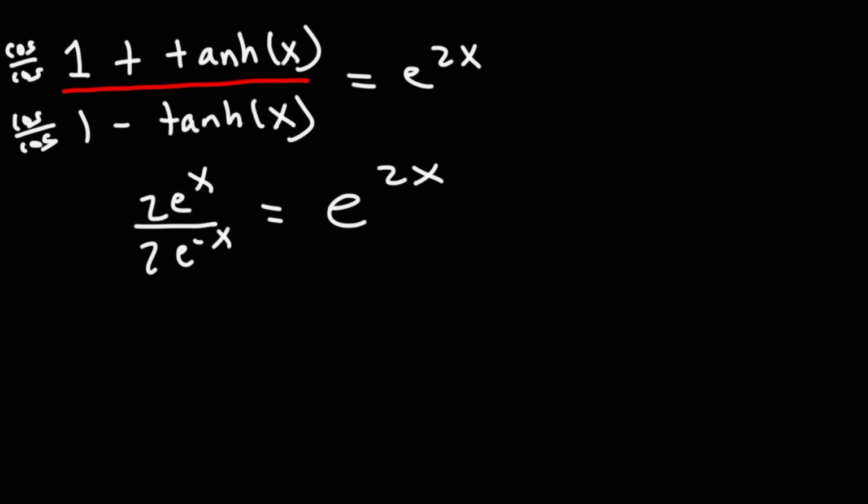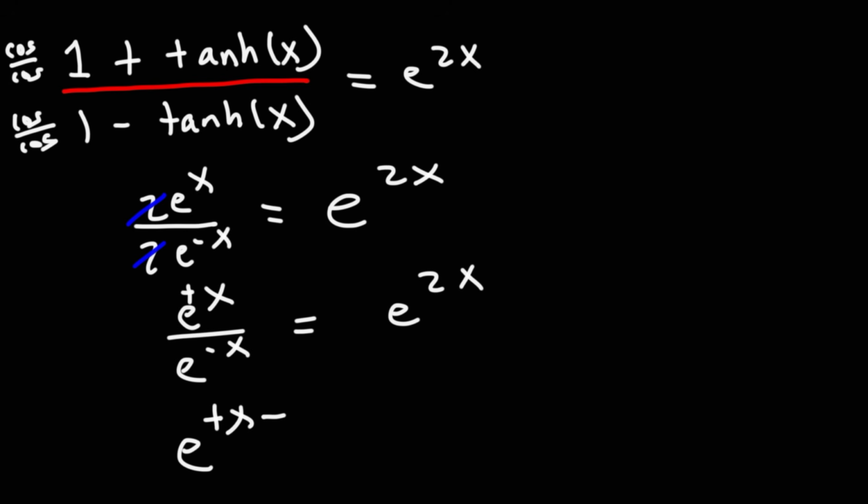2 divided by 2 can be canceled to 1. So we're left with e to the x over e to the negative x. And when you divide by a common base, you need to subtract the exponents. So we're subtracting positive x by negative x, which becomes, the 2 negative signs will make it positive. So x plus x, we get e to the 2x.